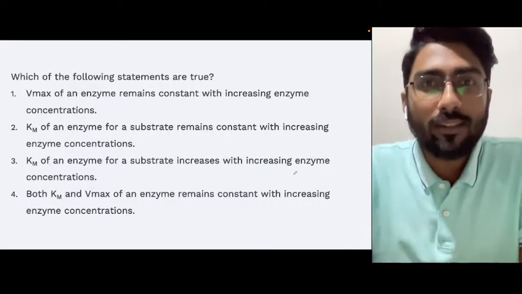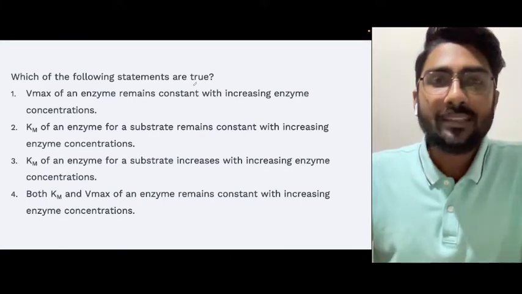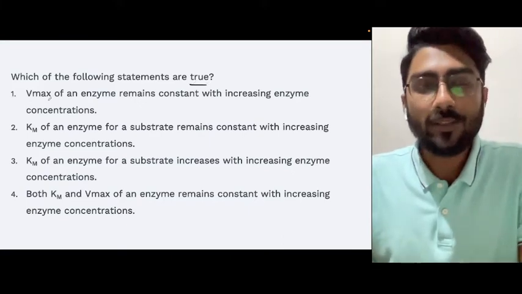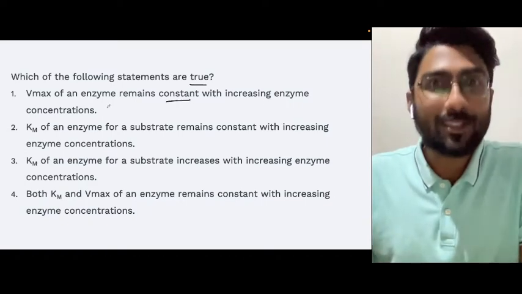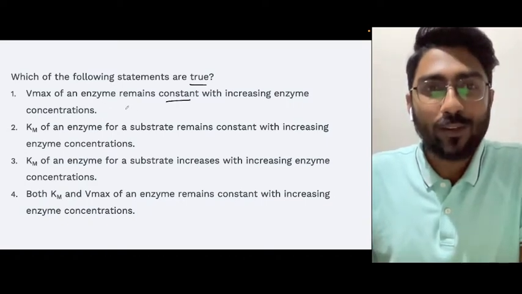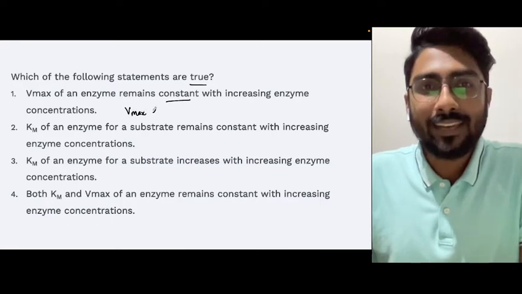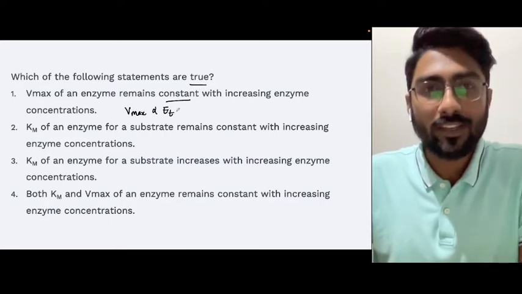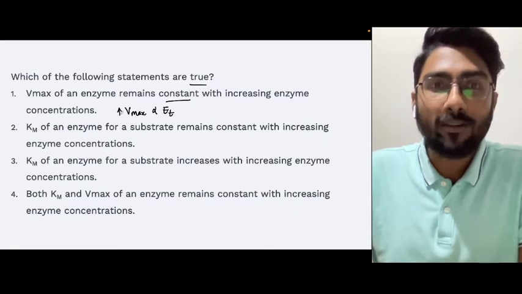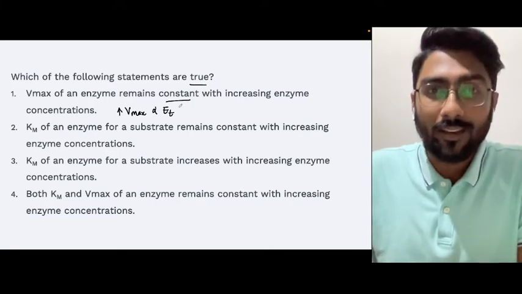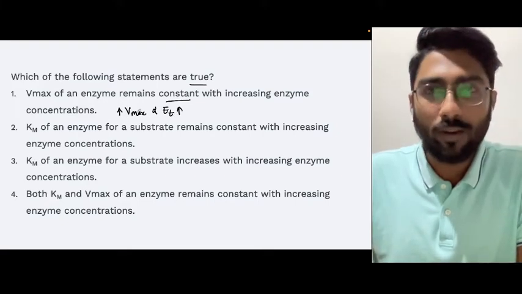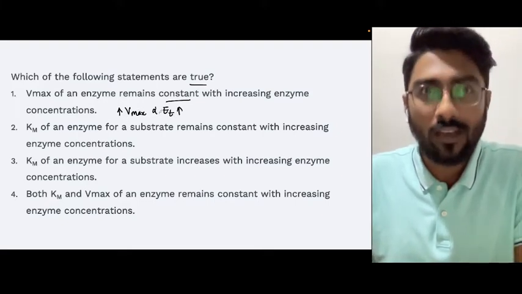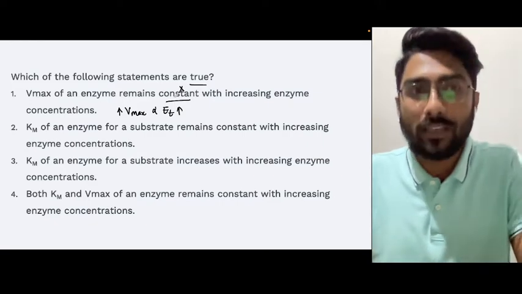So here I'm with the first question: which of the following statements are true? The first one is Vmax of an enzyme remains constant with increasing enzyme concentration, which is a wrong statement because we know that Vmax is directly proportional to total enzyme concentration. So if the enzyme concentration increases, the Vmax will automatically increase because it's directly proportional to it. So it will not remain constant, it will increase, right?